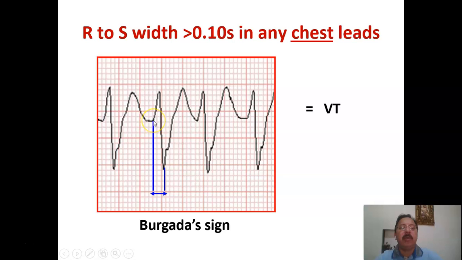So the area between the start of the R and the start of the S wave, if this area is more than 2.5 small boxes or 0.10 second, this is in favor of ventricular tachycardia. This is called Brugada's sign, R to S width.